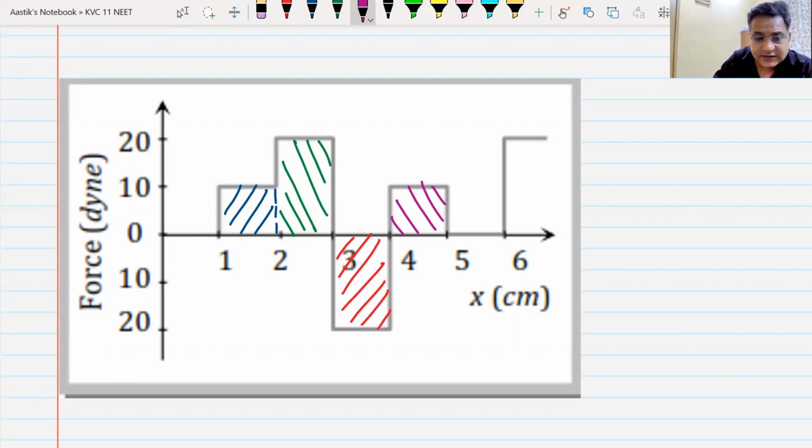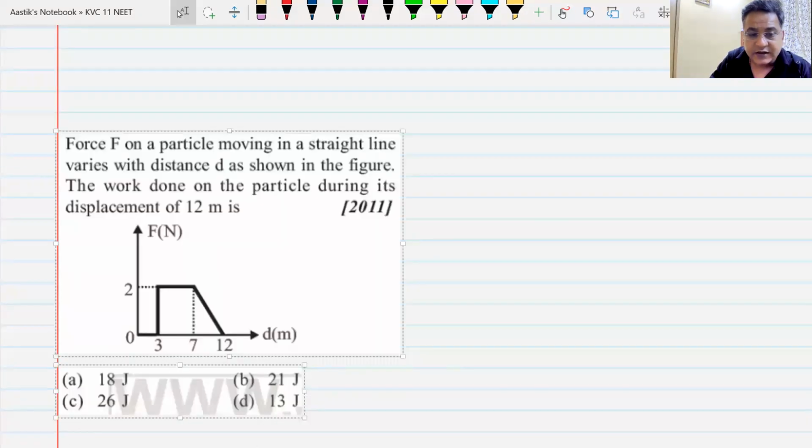Okay, then I will finish the class here. I was supposed to do one more question, but I don't think we have the time left. So I will carry on this question in the next class. I've already put the question. So this is the question that we are going to start with in the next class.